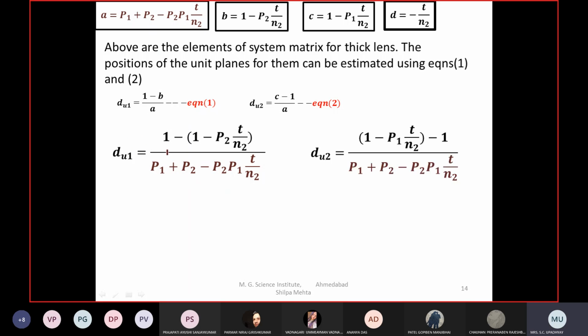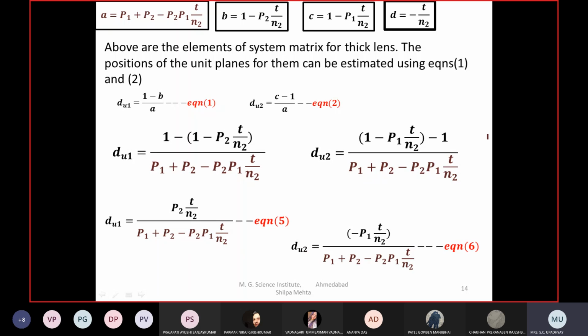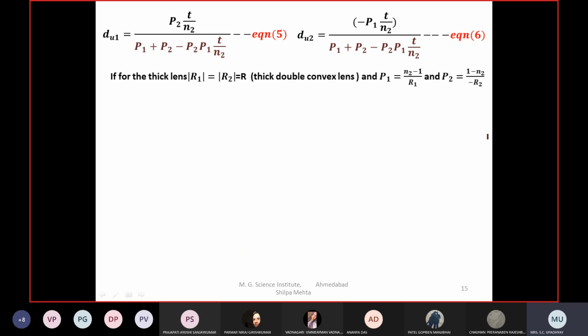Similarly we get the equation of du2. એના માટે c હોવું જોઈએ તો પહેલા c આવ્યું, આ રહ્યું c minus 1 and divide by a. So this is our a. Okay. આ બંને ઇક્વેશનમાં આ 1 છે, આ +1 અને આ -1, તો 1 અને -1 કેન્સલ આઉટ. એવી જ રીતે અહીંયા પણ આ +1 છે અને આ -1 છે, તો +1 અને -1 કેન્સલ આઉટ. So the position of unit plane for thick lens system is represented by this equation, where P1 and P2 they are power of the refraction.